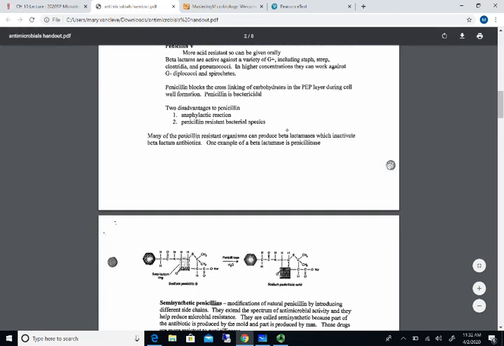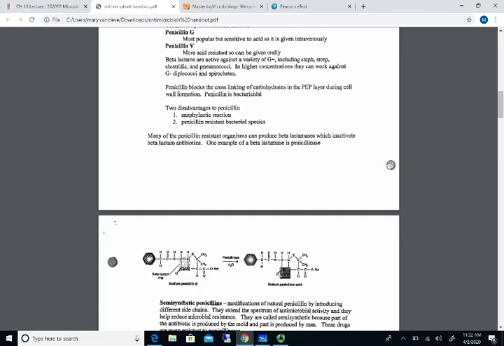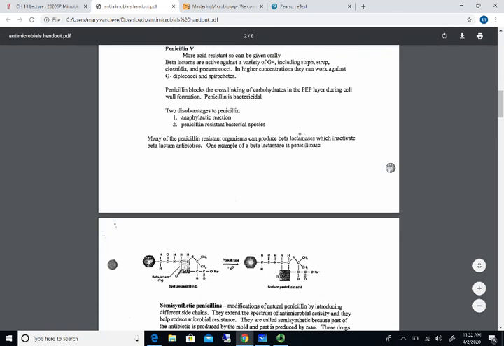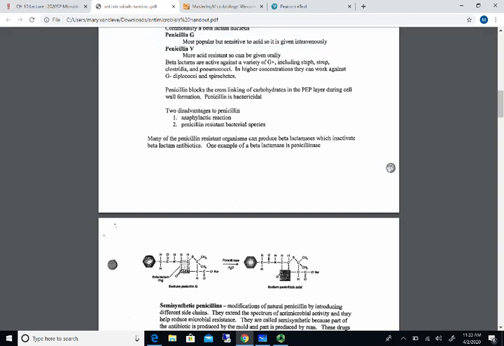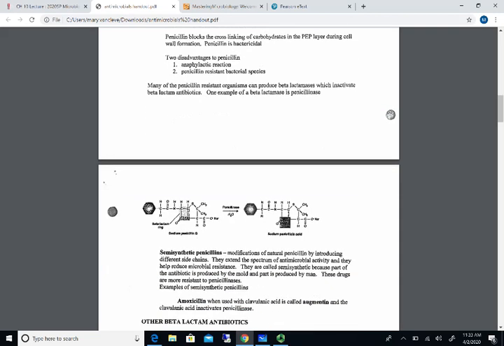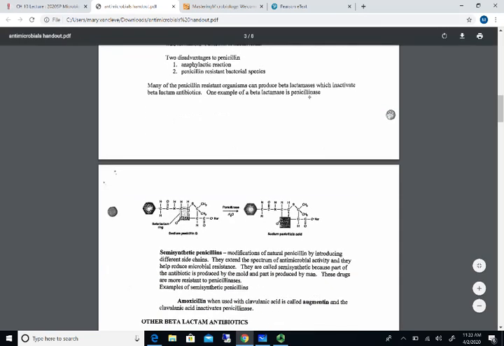I'm trying to circle it here. Hopefully you're seeing my cursor. Whenever we do that, or actually the organism creates beta-lactamase that inactivates the antibiotic. One example of a beta-lactamase is specifically penicillinase right here that will actually inactivate penicillin, the drug.